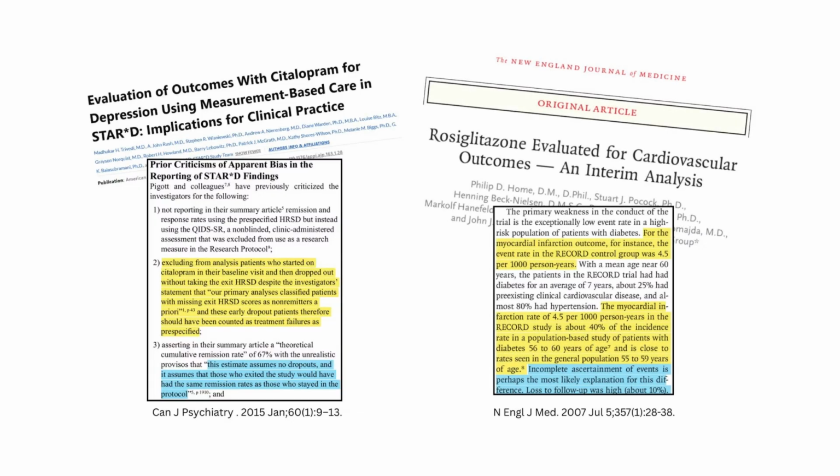A similar problem arose in the RECORD trial evaluating rosiglitazone, which included about 4,500 patients and likely cost over 30 million US dollars, although the total budget was not publicly reported. Investigators noted an unusually low rate of heart attacks among control patients, a result likely driven by incomplete outcome ascertainment. With around 10% lost to follow-up, missing events distorted the true incidence rates.